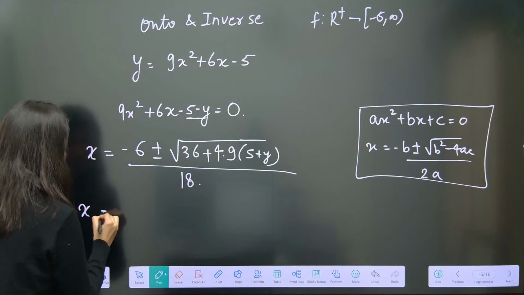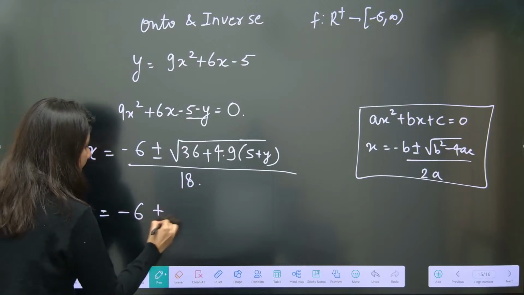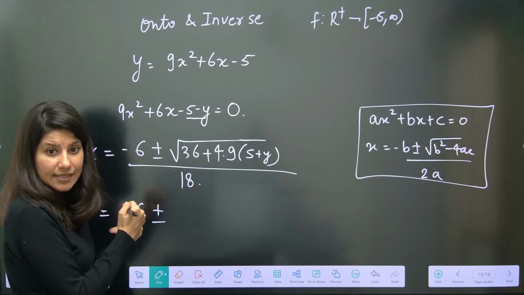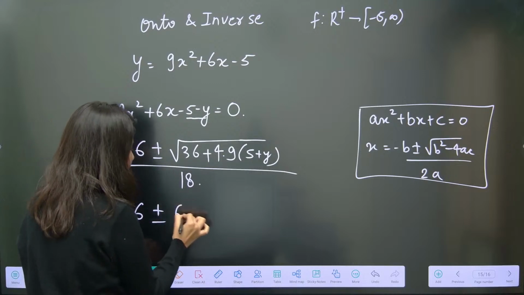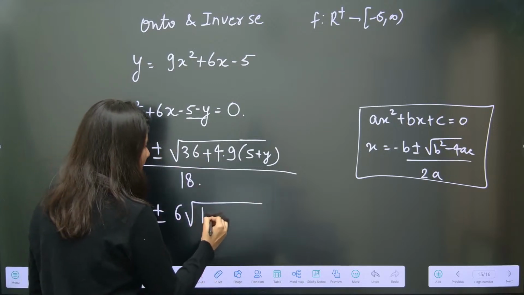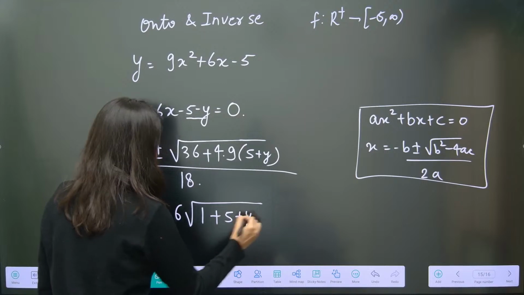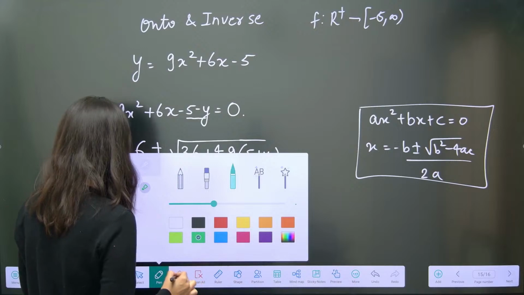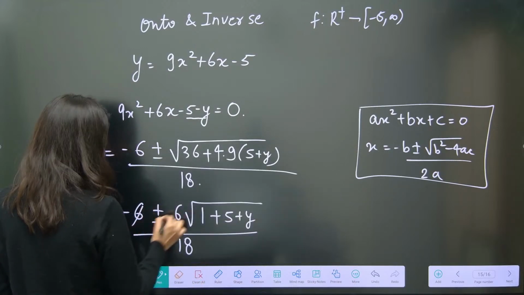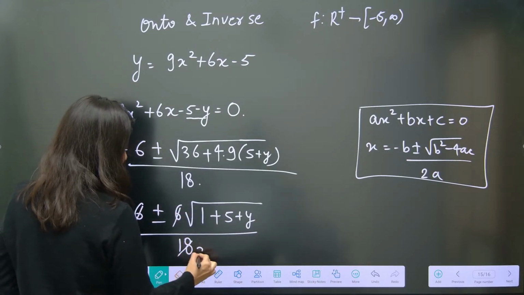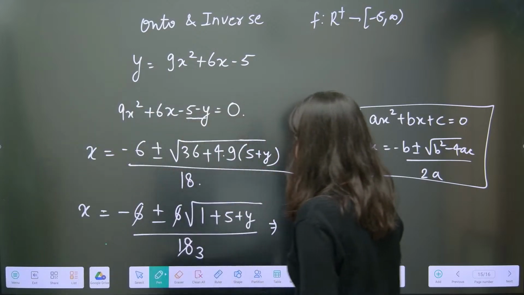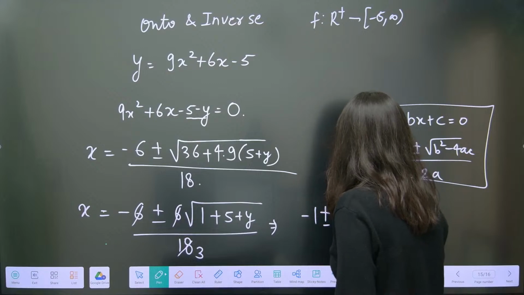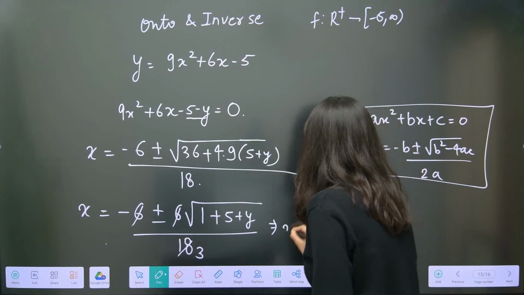So x will be equal to, further let's solve it, minus 6 plus minus, 36 can come out. Can you see? Root 36 we can take out. It will become 6. Root 36 is gone. 1 plus 5 plus y upon 18. I can cancel some things right here. 6 ones are 6, 6 twos are 12, 6 threes are 18. So this is going to become what? Minus 1 plus minus square root of 6 plus y upon 3 is your x.